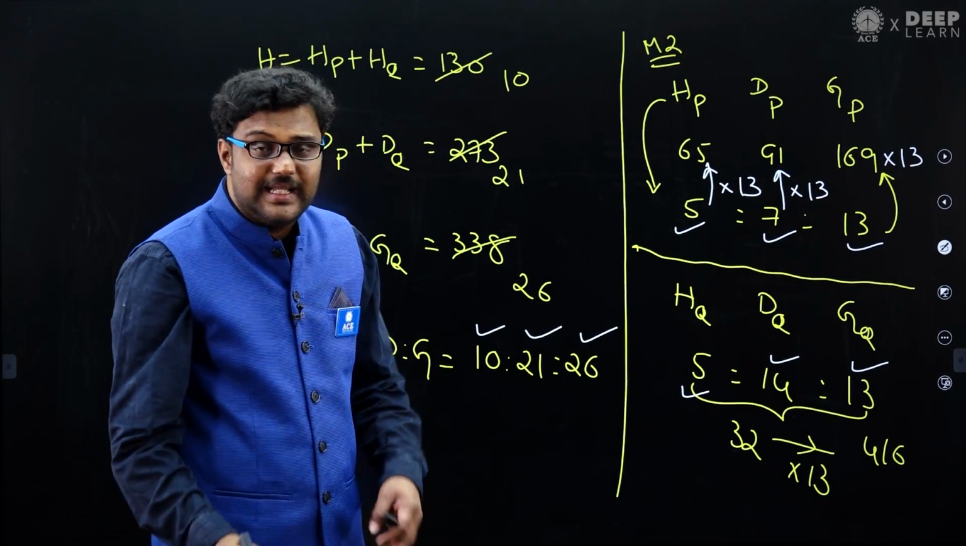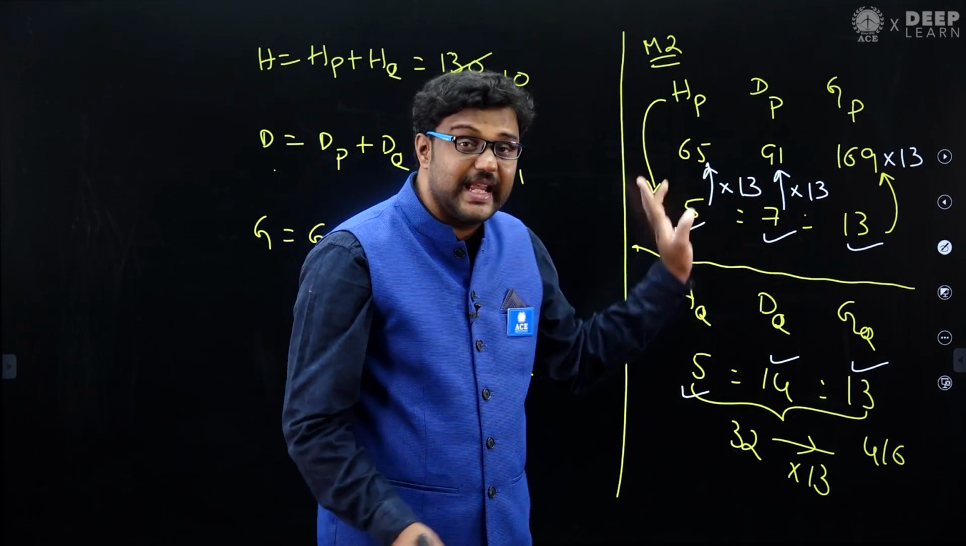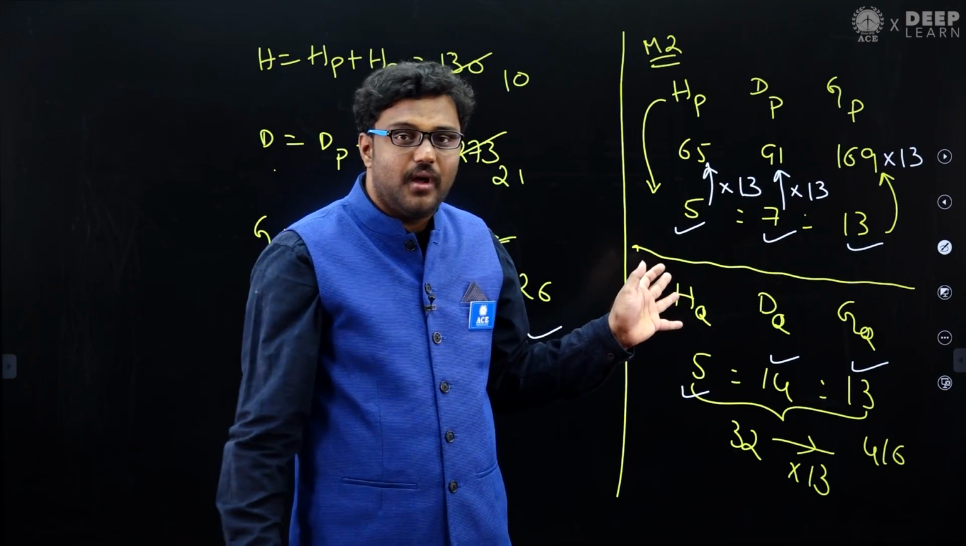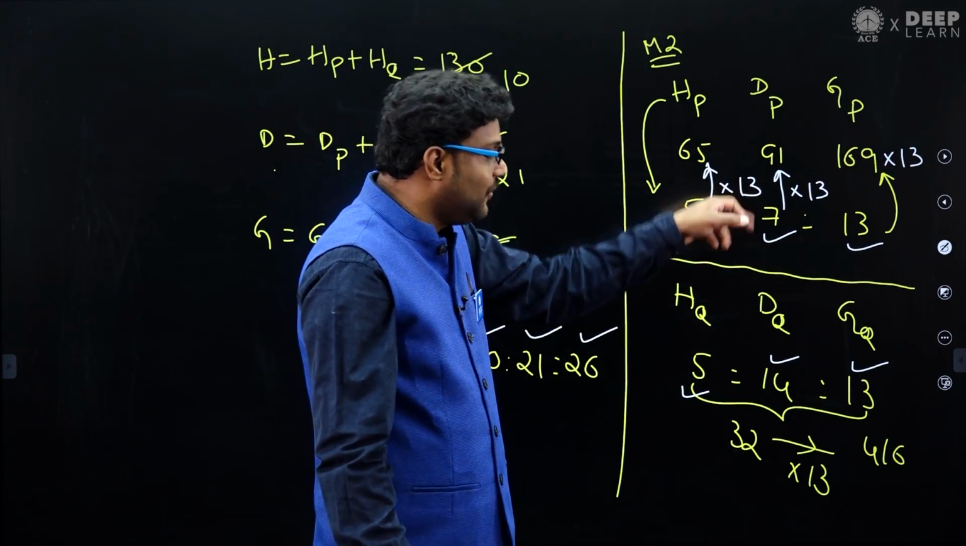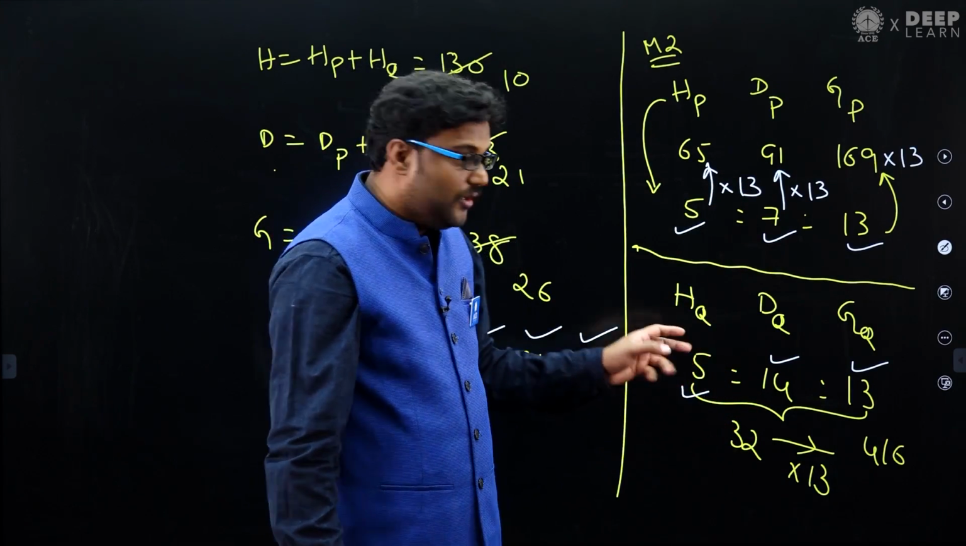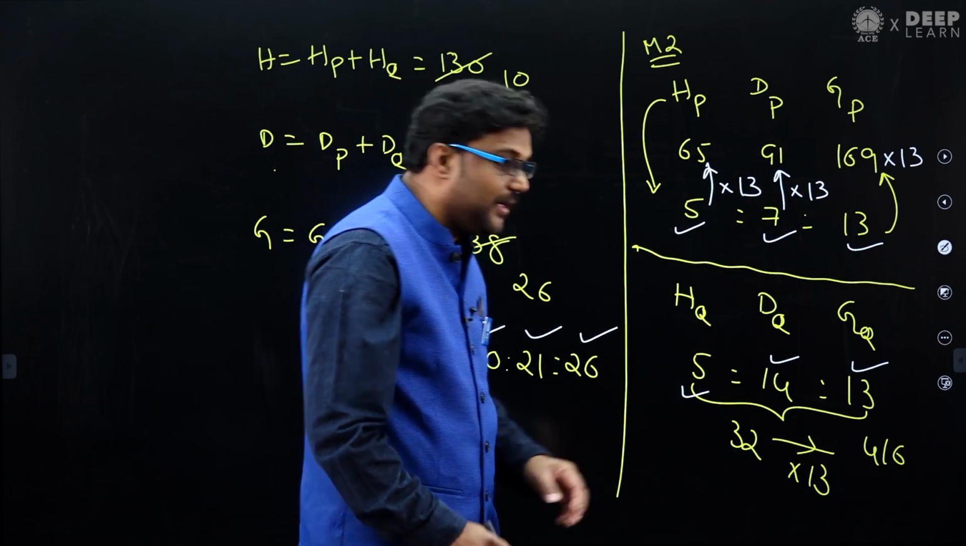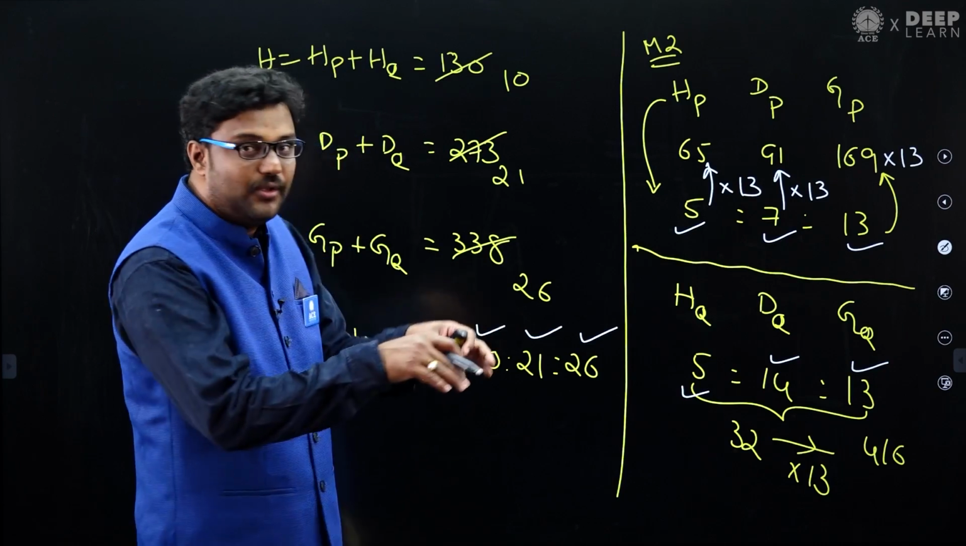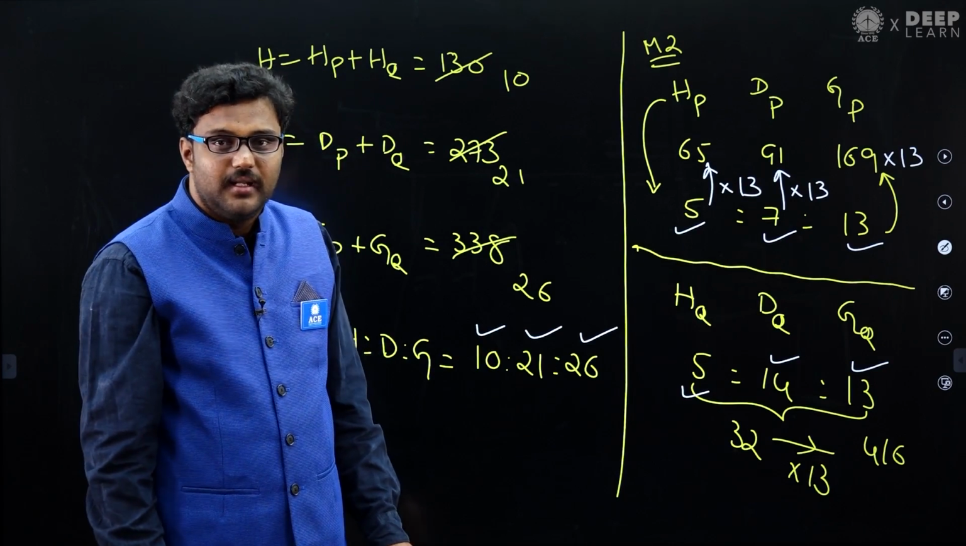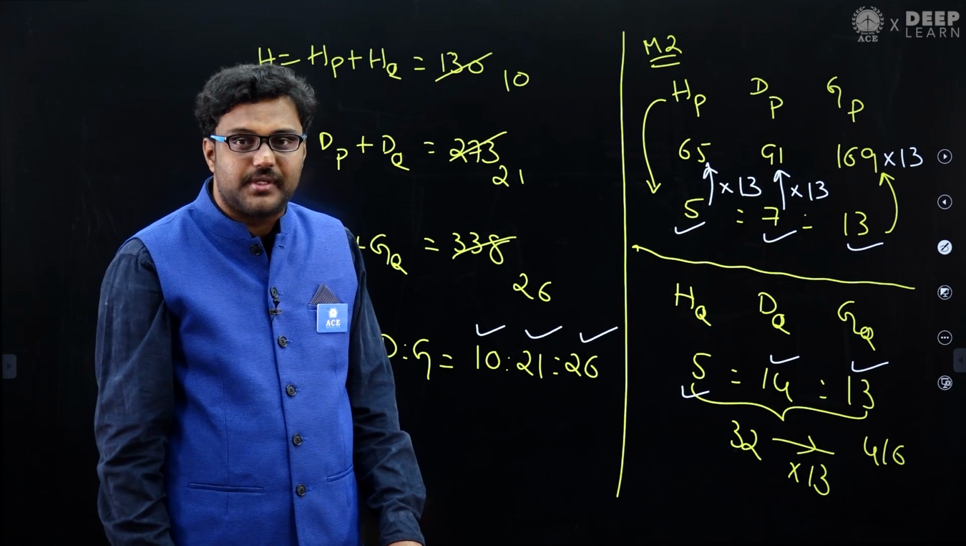You can add this directly only when that factor is the same. Don't do it for all. If the factors are different, this is into 12, this is into 13, means no. You can add it directly only when the factor is the same. Here multiplying with 13, here also multiplying with 13, then you can add those two directly. Right? So guys, hope you understand the solution.